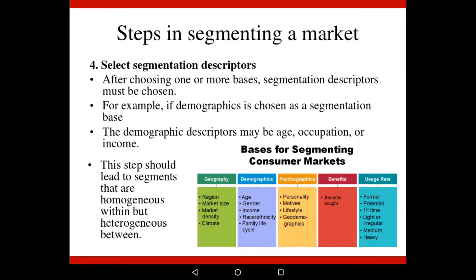This step should lead to segments that are homogeneous within. In other words, groups where everyone in that group is the same. They have very similar characteristics, but the different groups are very different from each other. Okay? So like I gave you an example of the fashion. All the girls who are between 4 and 8, they all have very similar needs. But their needs are very different to those who are 16 to 18 or 13 to 18. Okay?